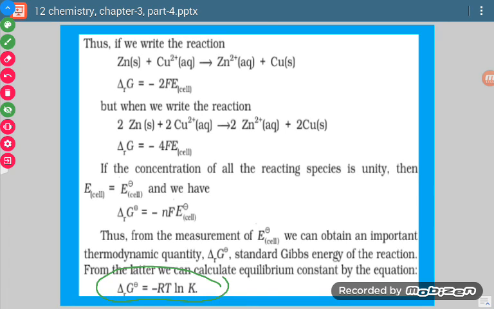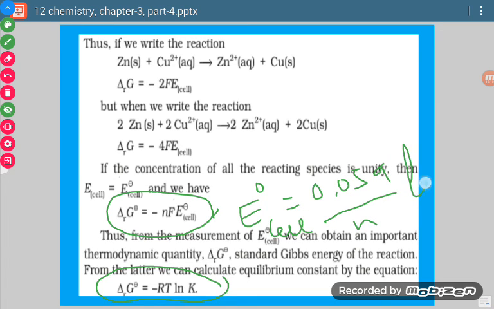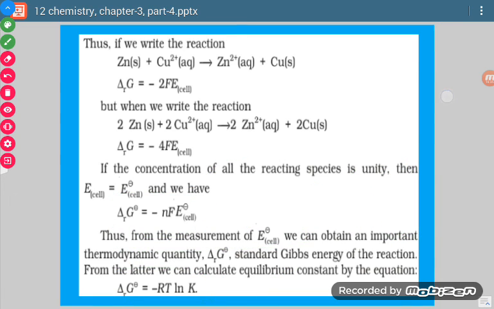So we can have three relations now. On the basis of what is given to us and what is to be calculated, we can have three relations. The very first relation was E naught cell is equal to 0.059 over n log of Kc or K. This is the first relation. The second relation is this one, where naught will be dropped if standard conditions are not there. And the third relation, by the combination of these two, becomes delta G naught is equal to minus RT log K. So these are very important relations for numerical purposes.